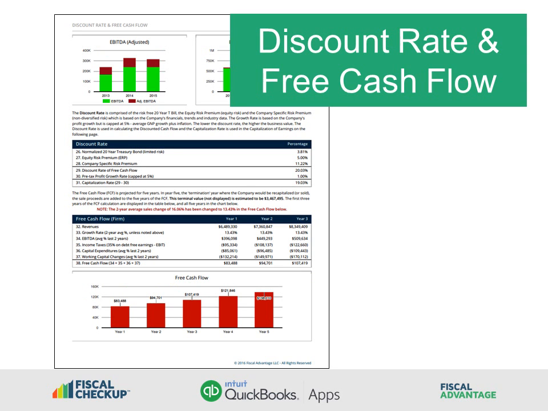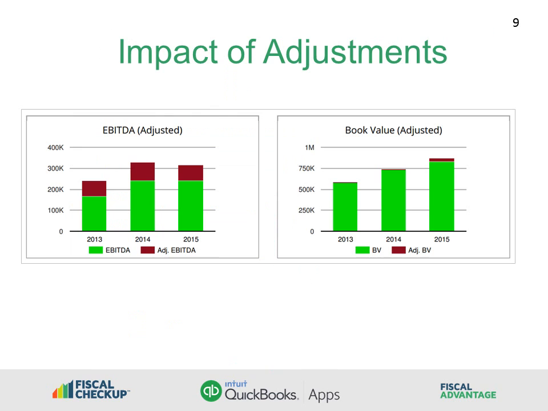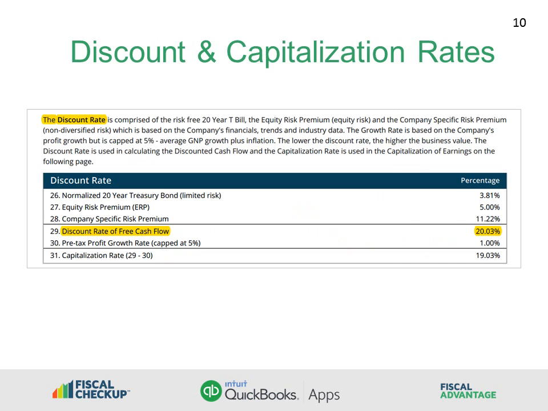Page 3 calculates the discount and capitalization rates, in addition to estimating the future free cash flow, also called owner's discretionary cash. The first section graphically shows how the adjustments to the financial statements impacted both EBITDA and book value.